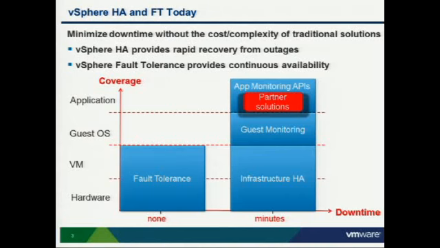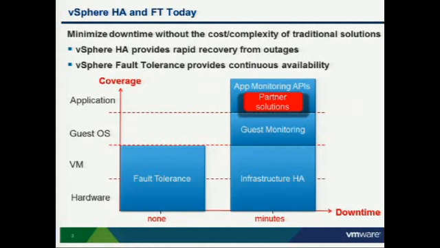At the hardware and virtual machine layers, infrastructure HA will protect against host failures, network failures, and VM failures by restarting the affected VMs, yielding minutes of downtime. Fault tolerance protects against similar failures, except there's no downtime. When a failure affects the primary VM of an FT pair, the secondary VM will take over with no loss of state or interruption in service.